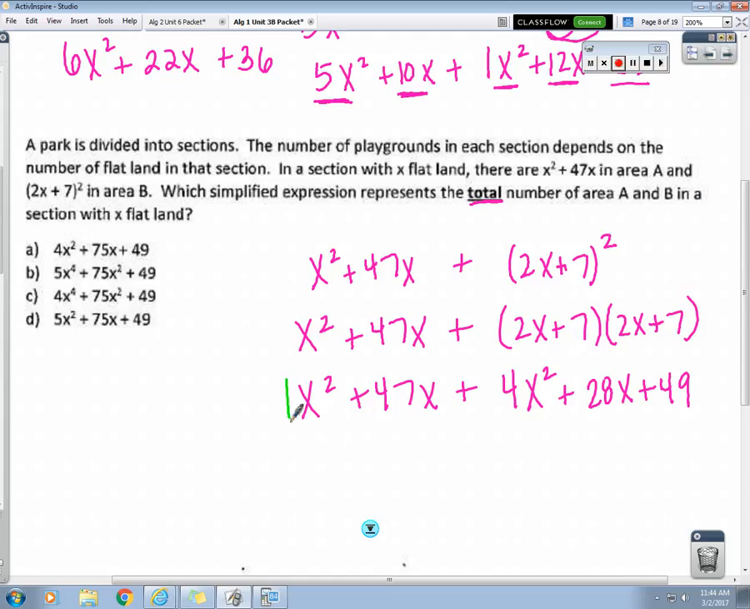Look. 1x squared plus 4x squared is 5x squared. Wait. So that means it has to be D. Woo! And then 47x and 28x is 75x and then 49. Nicole, put it up. Good job.